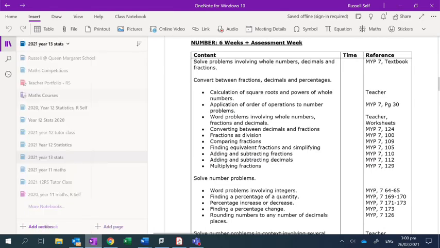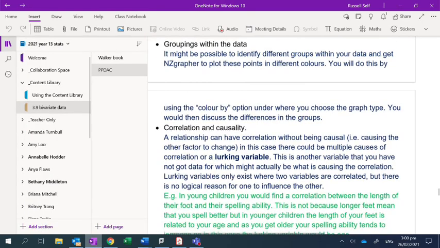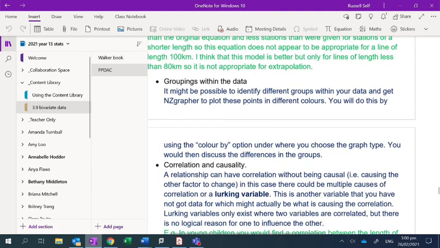Yes, it's in your OneNote. All right, here we go. So let's talk about the groupings. You'll see that it wasn't a very big section. It might be possible to identify different groups within your data set and plot them in different colors. So you just use the color effects. And then you'll discuss differences in the groups. One difference is fine. So you might find the one that has the most, or you might say that the data was, all the colors were evenly spread out, or something. Make one observation about a grouping, right? And you're going to do that by just changing the colors of the dots.